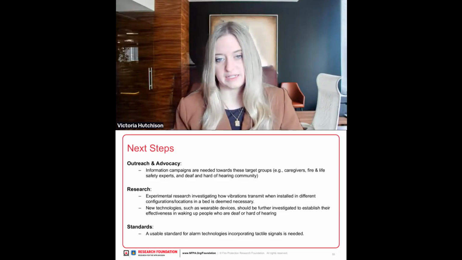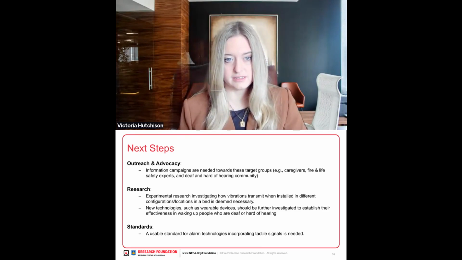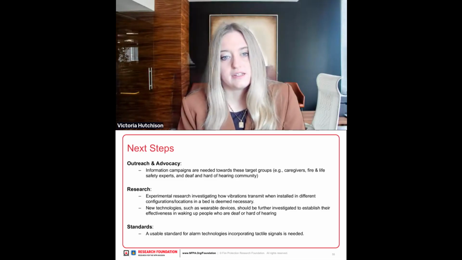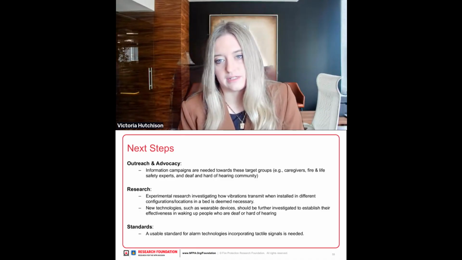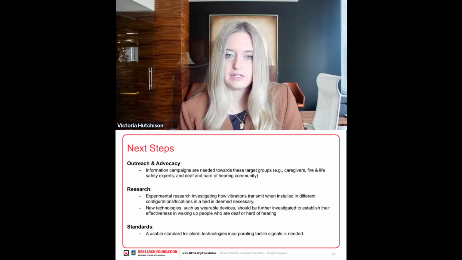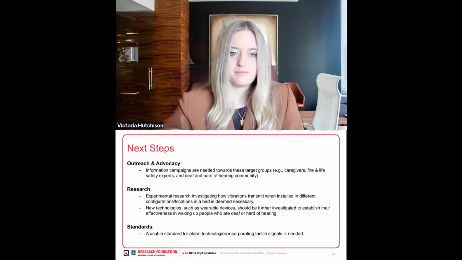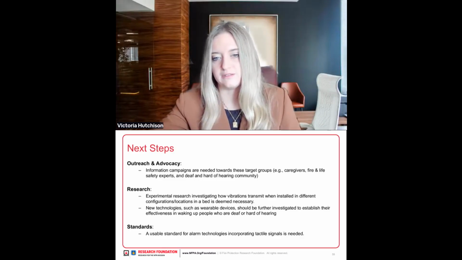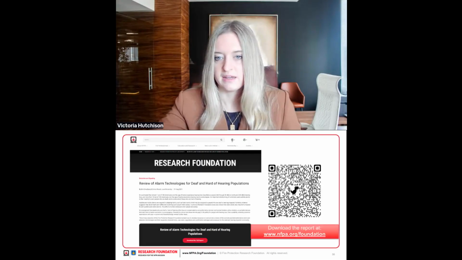Then from a research perspective, again, focusing on the vibrations in the bed shakers, also looking at work in hotels. And the new technologies like wearable devices need to be further investigated. We can't really comment on their effectiveness for waking these populations at this time. But there is a need in the standards world for alarm technologies incorporating those tactile signals. We do need to make some advancements in the standards world from that perspective.